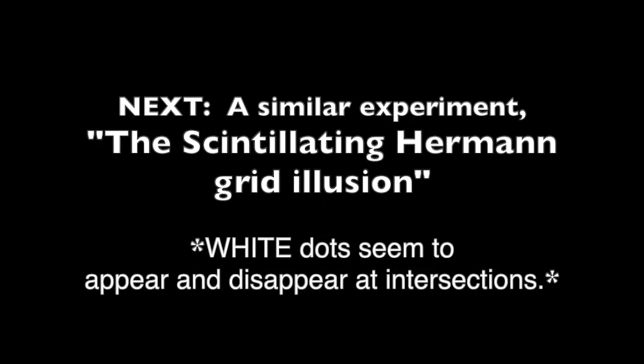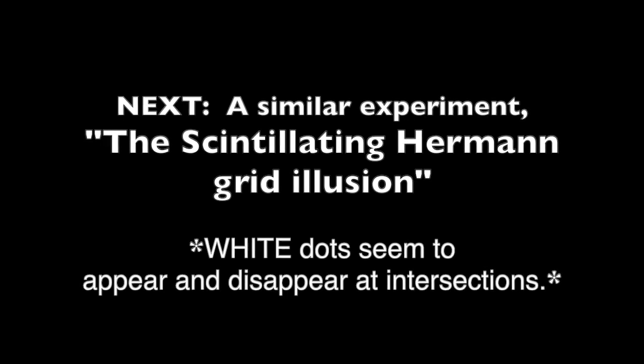Next, a similar experiment, the scintillating Hermann grid illusion. White dots this time seem to appear and disappear at the intersections. Look around.